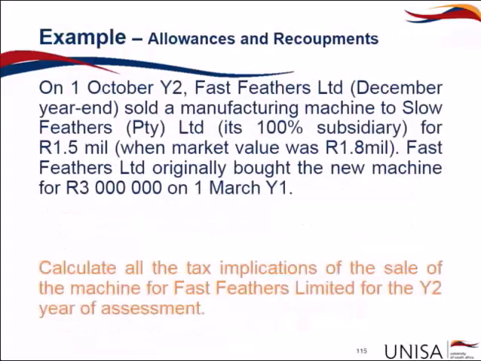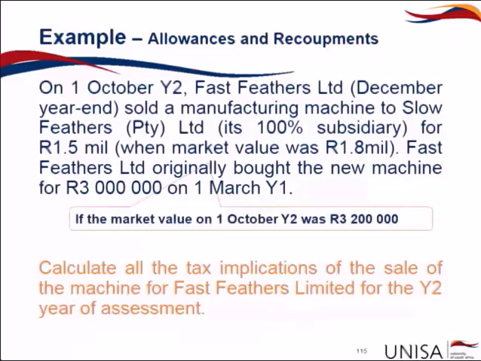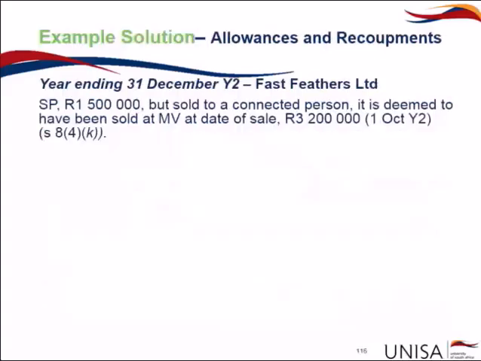Similar example, the only thing we're going to change is that instead of the market value being 1.8 million, the market value on the date that it was sold is now 3.2 million. Calculate the tax implications for the sale of the machine by Fast Feathers for the second year, for year 2. Well, again, the selling price will again be the market value at the date of the sale, because we sold this to a connected person.